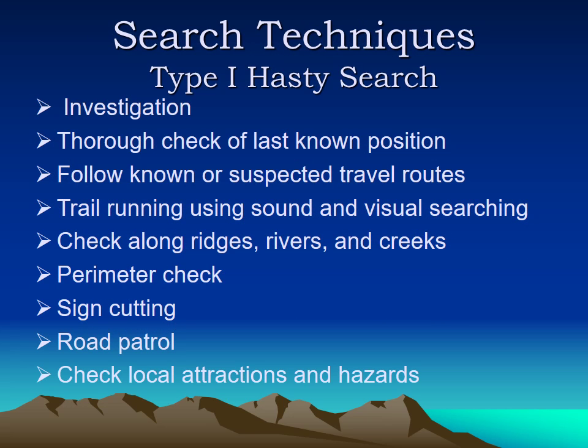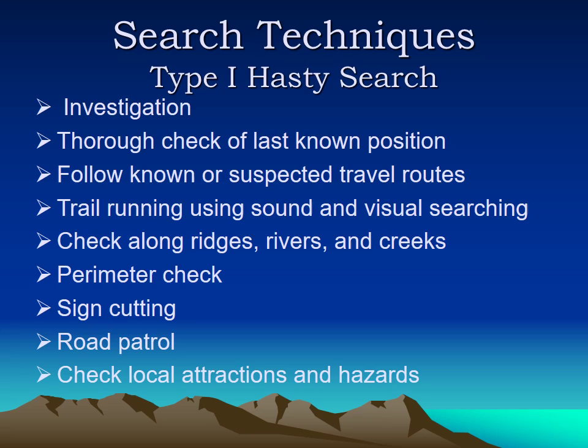The hasty search can involve a quick initial investigation that may locate the subject, call relatives and friends, check places they frequent or places they may go in the area, a thorough check of the last known position of the subject looking for clues, a search of obvious known or suspected travel routes, such as established trails, searching easily defined locations, such as ridges, drainages, structures, etc., making sounds to attract the subject as you visually search.